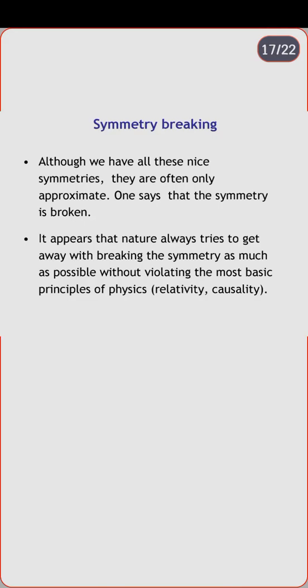Symmetry breaking. Although we have all these nice symmetries, they are often only approximate. One says that the symmetry is broken. It appears that nature always tries to get away with breaking the symmetry as much as possible without violating the most basic principles of physics like relativity, causality, etc.